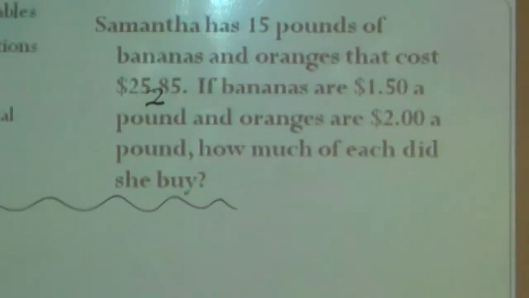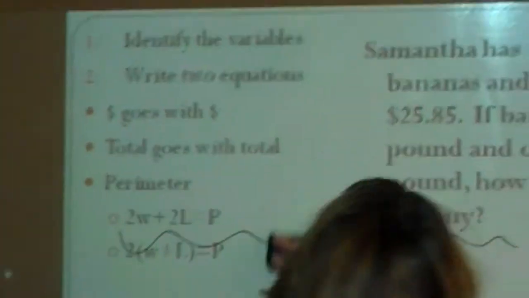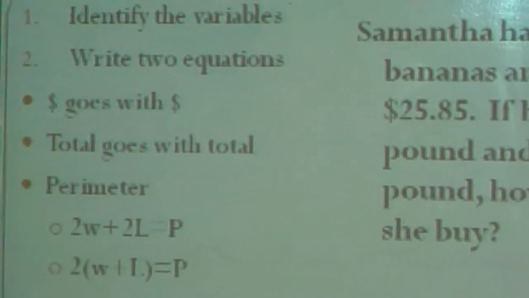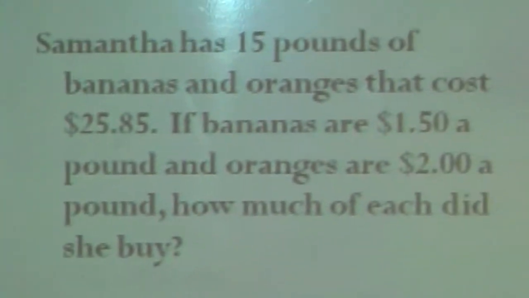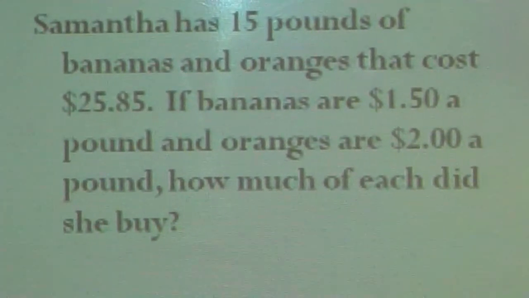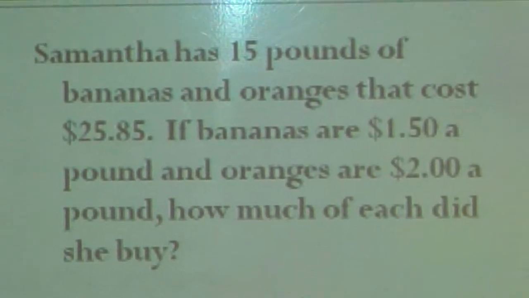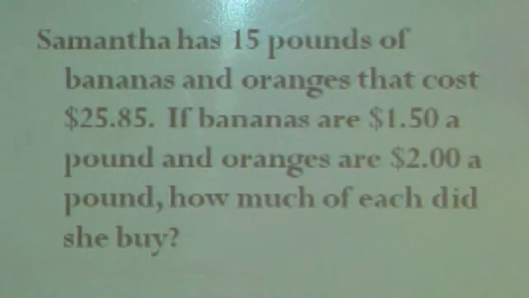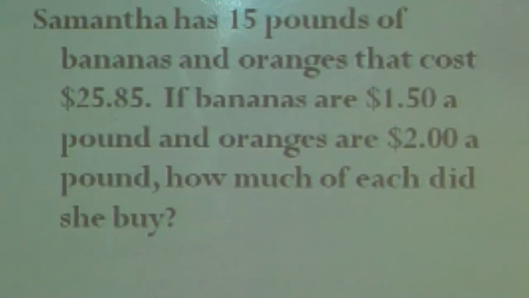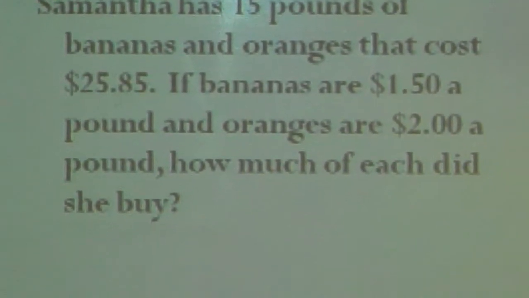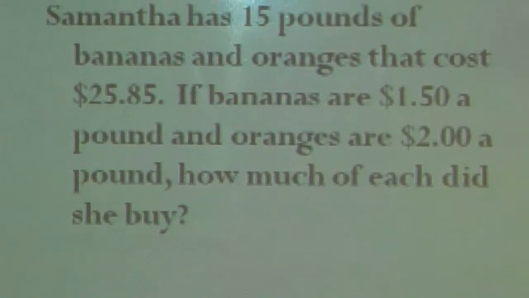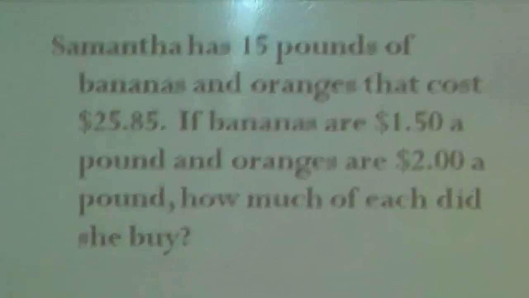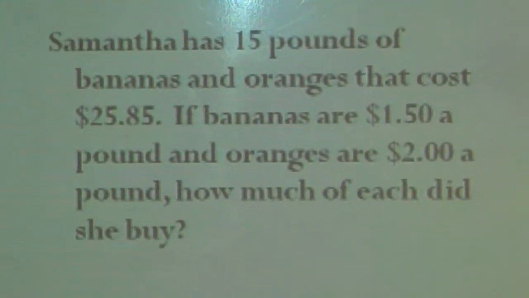I have my helpful information on the left, and then I have a word problem up here. It might be hard to see, but I'll read it for you. It says Samantha has 15 pounds of bananas and oranges that cost a total of $25.85. If bananas are $1.50 a pound and oranges are $2 a pound, how much of each did she buy? This is a very typical systems question. They give you two different things with different prices and totals, and they want you to figure out the information.